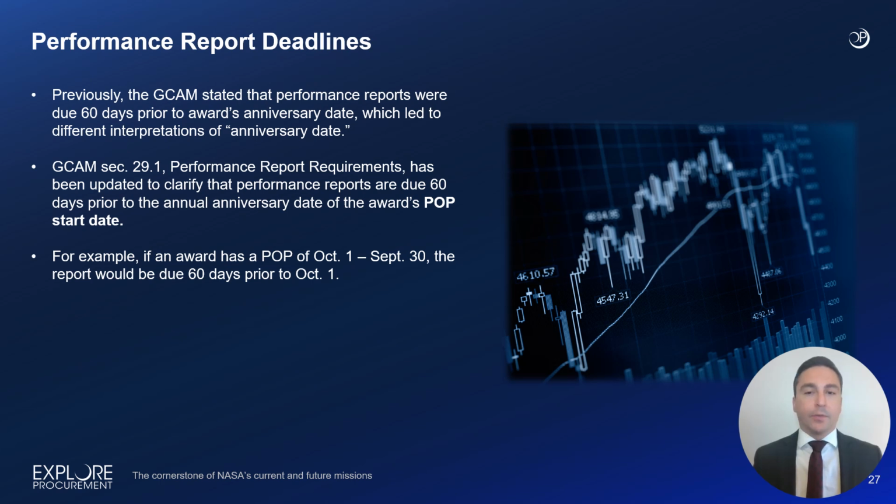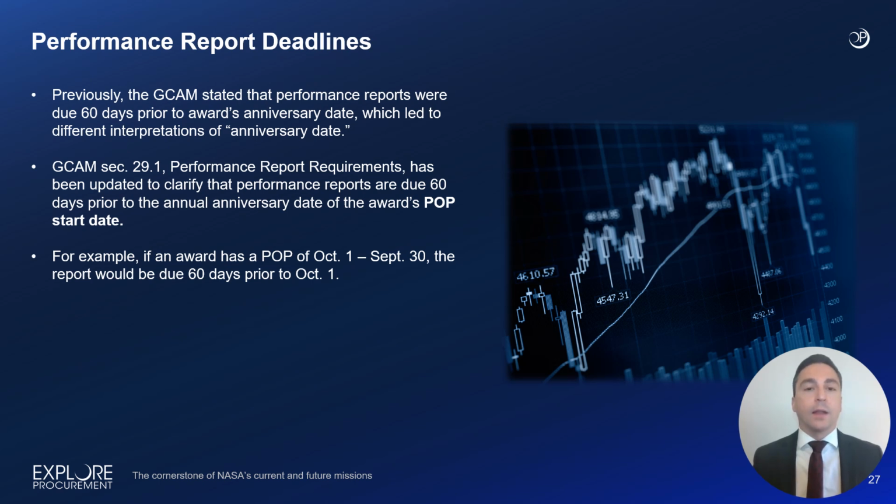Previously, the GCAM stated that performance reports were due 60 days prior to an award's anniversary date, which some interpreted as 60 days prior to an award's period of performance start date anniversary, or 60 days prior to the anniversary date of the grant officer issuing the award.